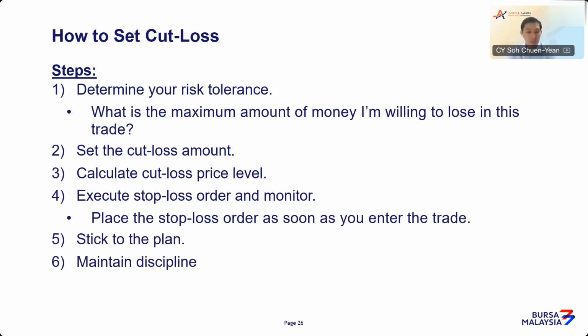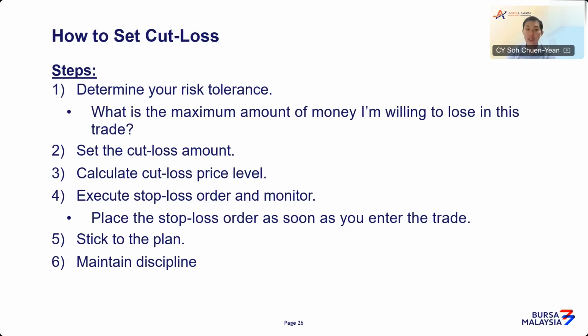All right. So first, you need to determine your risk tolerance level. What is the maximum amount of money you are willing to lose in a particular trade? This is the first step to protect yourself, knowing your boundaries before you enter. Secondly, you need to set the cut loss amount. Once you know your risk tolerance, deciding how much you're willing to lose sets the foundation for your stop loss level. You can use any of the 7 ways I'm going to share with you later to calculate how much you're willing to lose.